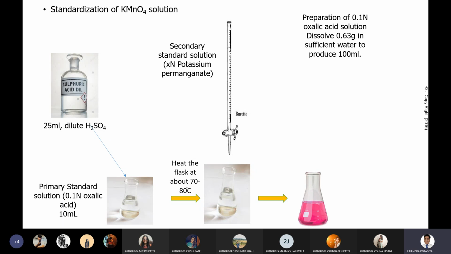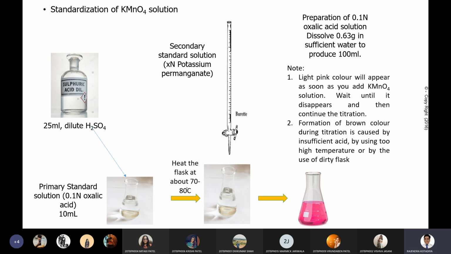So this is the procedure for standardization of KMnO4 solution and that involves redox reactions. That means both oxidation as well as reduction. There are a few important points pertaining to this standardization process. As I have told you earlier, light pink color will appear as soon as you add your KMnO4 solution. So we should not consider that the end point. You have to wait for some time. During that time the pink color will disappear. If you shake for some time, the pink color will disappear. So until a permanent pink color appears, you have to continue the titration.